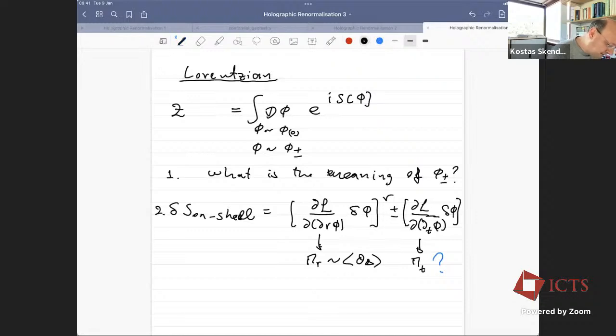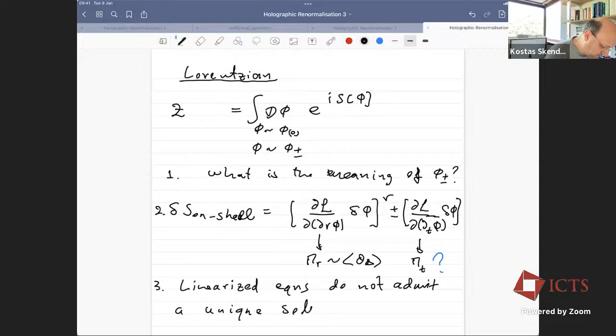And then the third part, now if one looks at the linearized equations. Suppose you want to do two-point functions. Let's first start with two-point functions. As we just saw, to compute two-point functions, you need to solve linearized equations. Now, the linearized equations do not admit a unique solution, as you will see later on, when I discuss an example. So then what do we do? Which one do we select? Okay. Any questions on those so far?